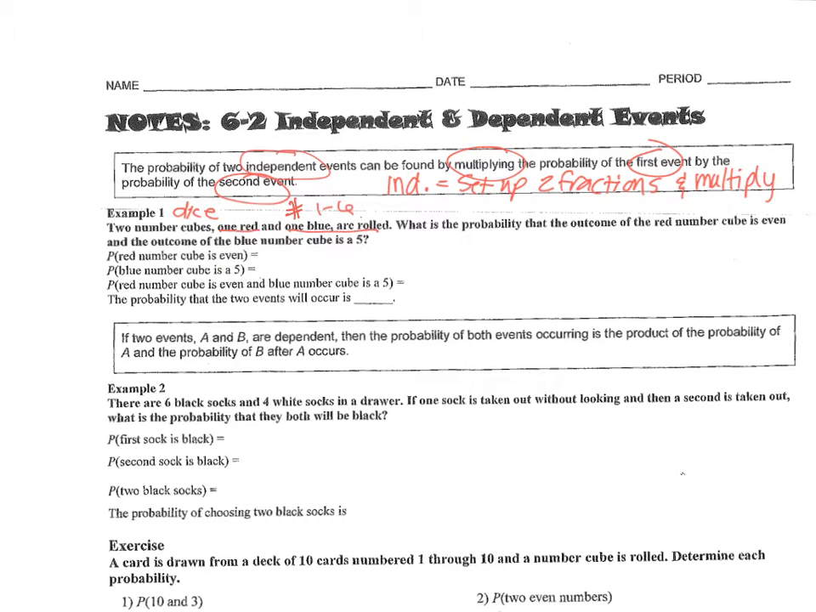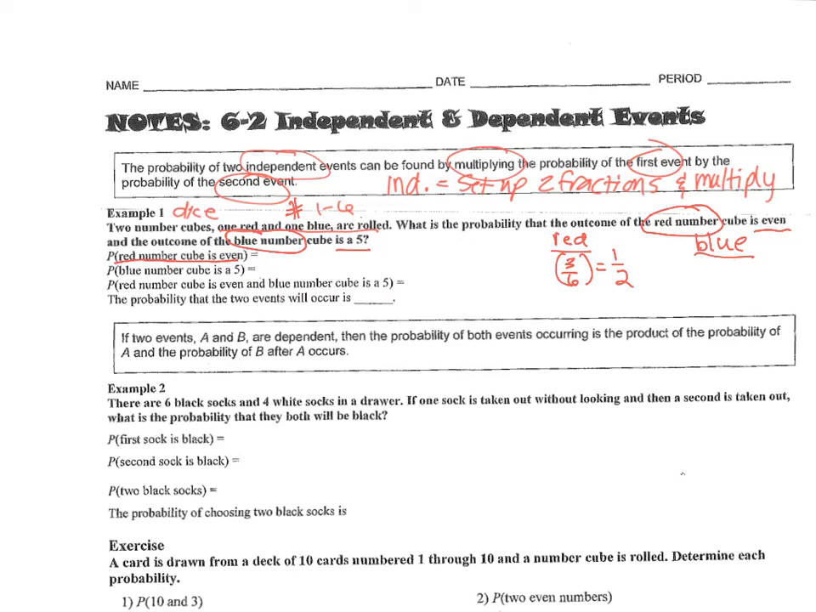Okay, so two number cubes or dice, 1 red and 1 blue, are rolled. What is the probability that the outcome of the red number cube is even and the outcome of the blue number cube is a 5? Don't be tripped up that they're giving you two different scenarios. We're going to do it one at a time. Remember, our dice has 1 through 6 sides on it. So the probability that the red number cube is even would be 3/6 or 1/2, right?